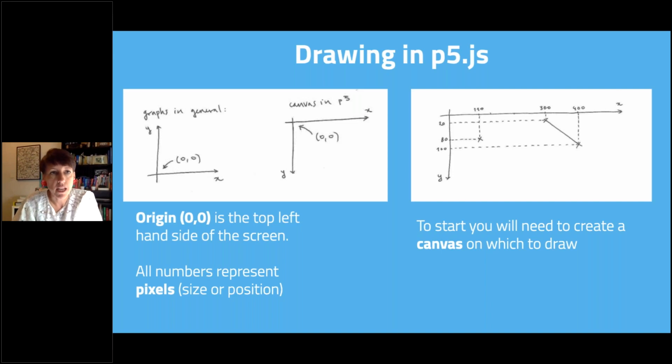So keep signposting that. All the numbers that we're talking about in the arguments are pixels, so either the size or the position. And you will always need to have a canvas on which to draw. If you leave off the create canvas, you will get a canvas, but it'll be the default tiny size. So just think about that.